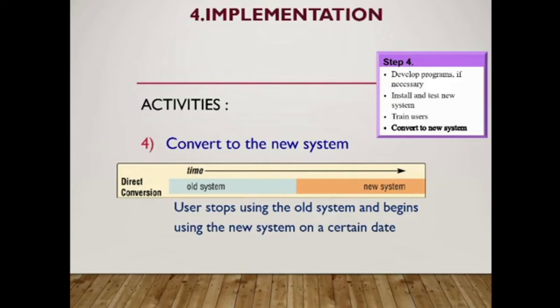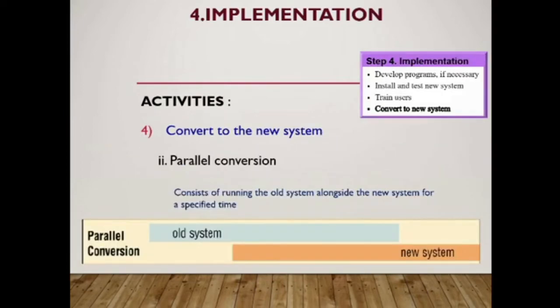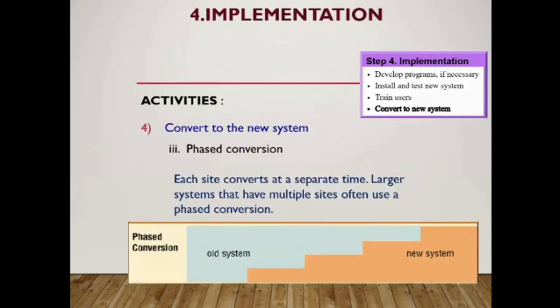Okay, the second one is parallel conversion. Okay, parallel conversion ni they consist of running the old system alongside the new system for a specified time. Okay, so maksudnya dia old system akan run in parallel with the new system. Sebab kadang-kadang kita tak boleh replace the old system sangat instantly macam direct conversion kan. So we need this one. Next one, you have phase conversion, where each site converts at a separate time. Larger systems that have multiple sites often use the phase conversion. So, dalam conversion yang ni, kita cuba nak implement each site tu at a separate time lah.